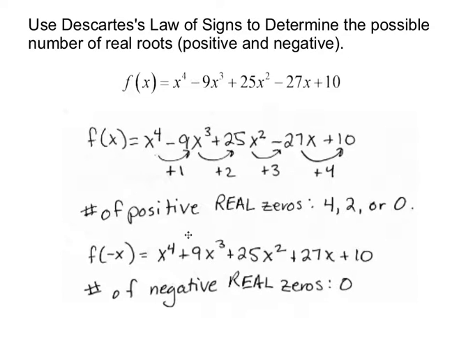Now, as far as negative zeros, you have to look at f of negative x. So I plug negative x into my function. Anything with an even power, the negative doesn't do anything to, but anything with an odd power, it reverses the sign of the coefficient in front. So this becomes x to the 4th plus 9x cubed plus 25x squared plus 27x plus 10. And from this, you can see that there are absolutely 0 sign changes. So the number of negative real zeros is 0.